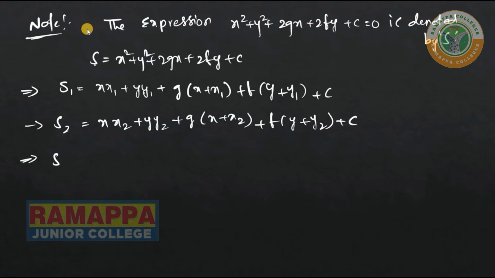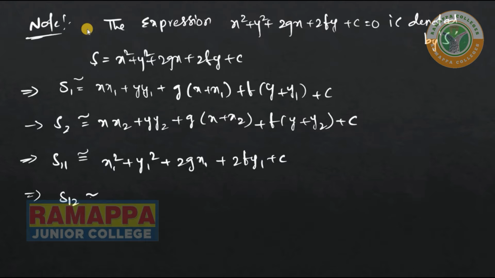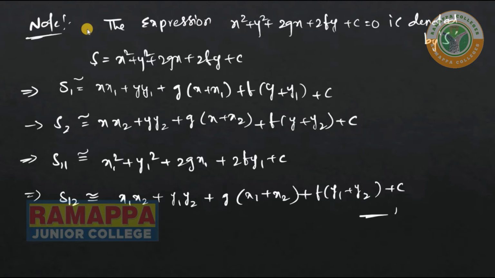Now S11 will become x1 square plus y1 square plus 2gx1 plus 2fy1 plus c. And S12 is equal to x1 into x2 plus y1 into y2 plus g into (x1 plus x2) plus f into (y1 plus y2) plus c. So these are the basic fundamental formulas and important points to remember. They will come up while doing the exercise, so please remember these and practice more.